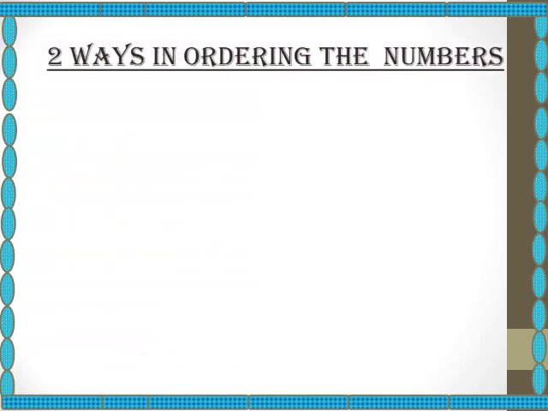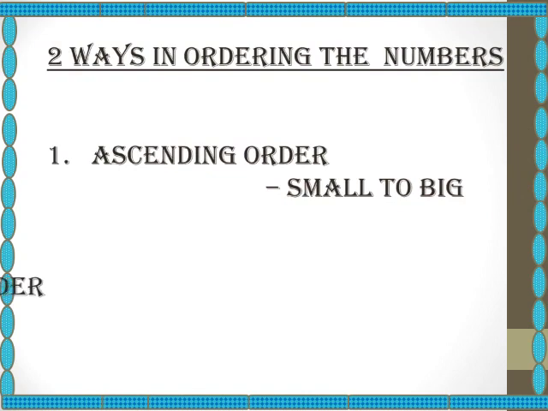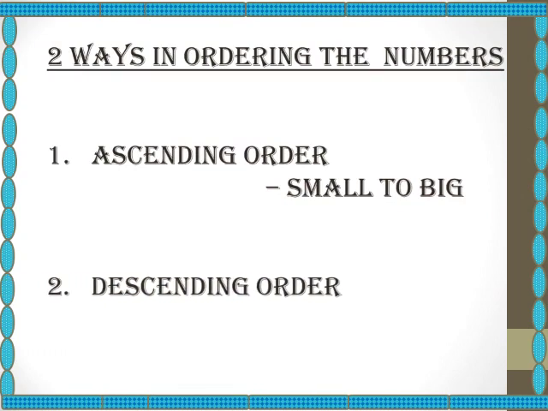In ordering numbers, you have two ways. One is the ascending order, the other one is the descending order. You would have already learnt this in your lower classes, right? Ascending order means arranging the numbers from small to big, and descending order is arranging the numbers from big to small. Now we will see how to arrange numbers in ascending order.